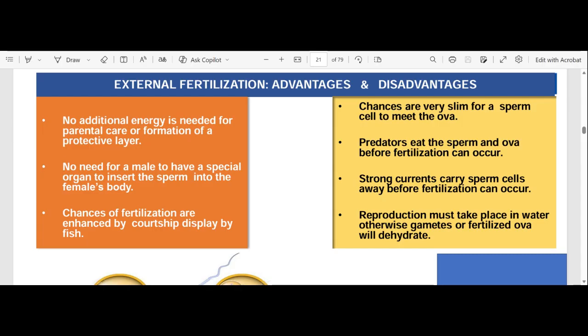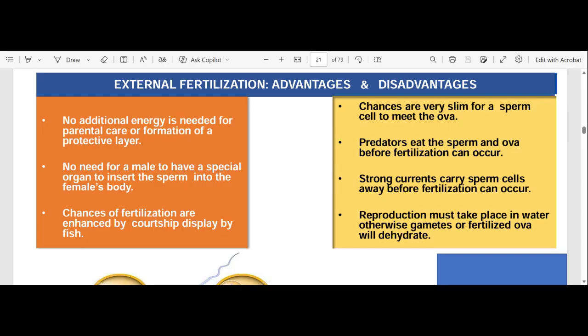what's another advantage? There's no need for a male to have a special organ to insert the sperm into the female's body. The final point says that chances of fertilization are enhanced by courtship display, for example by fish. So courtship behaviors are different in different animals, or in different vertebrates.